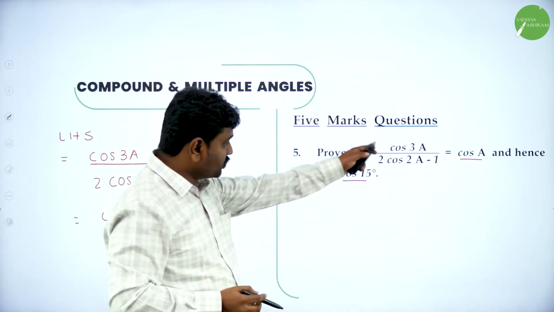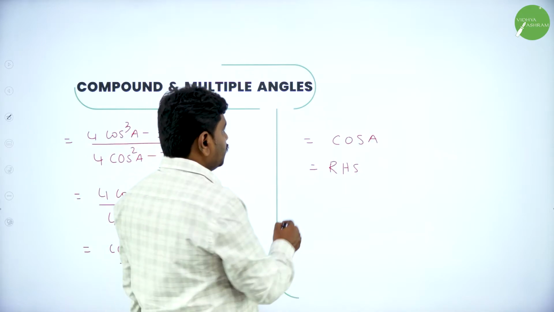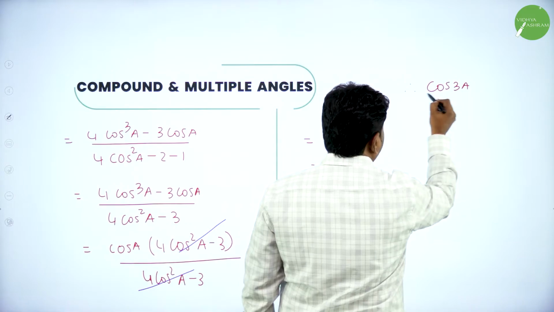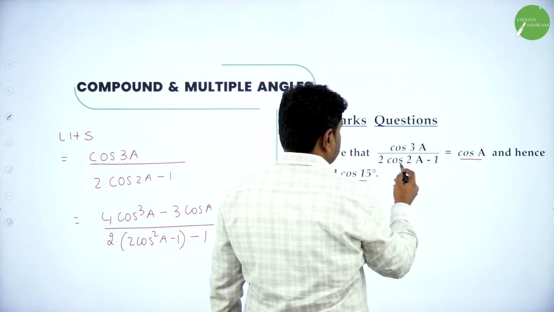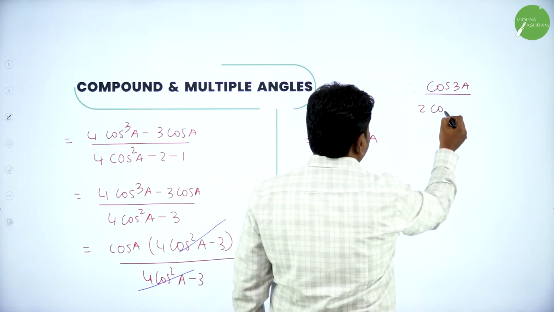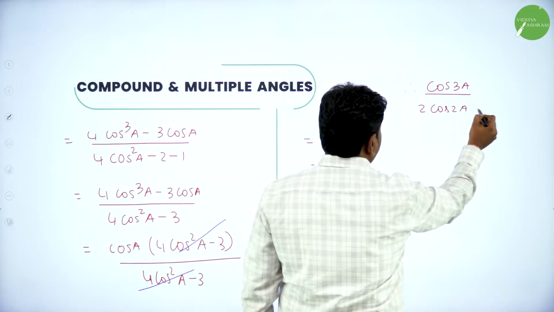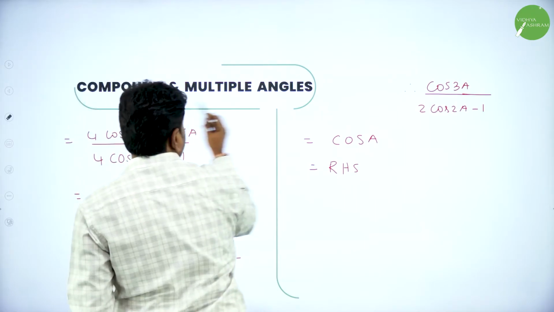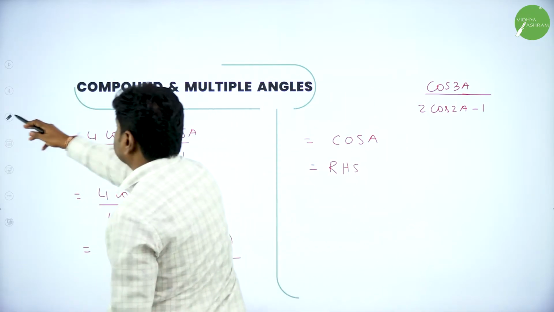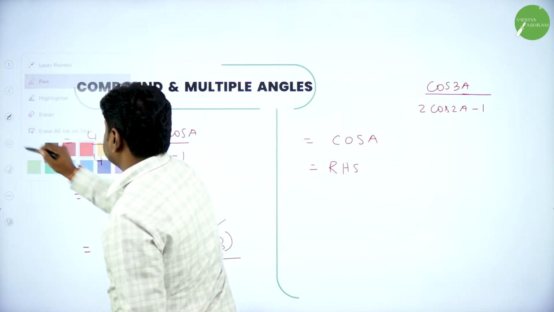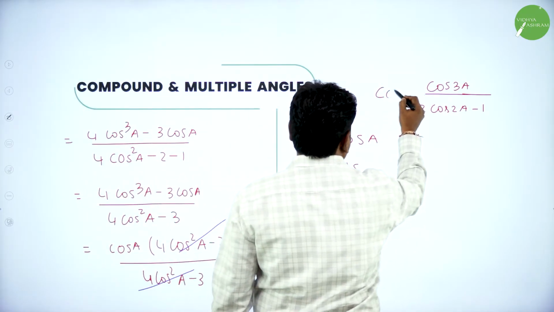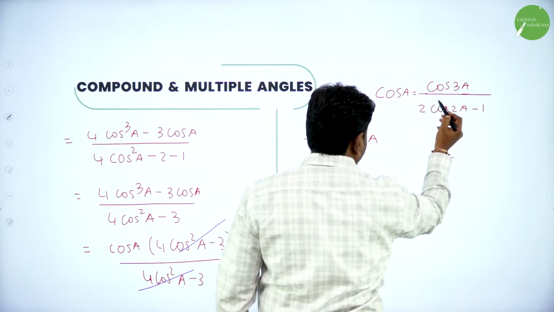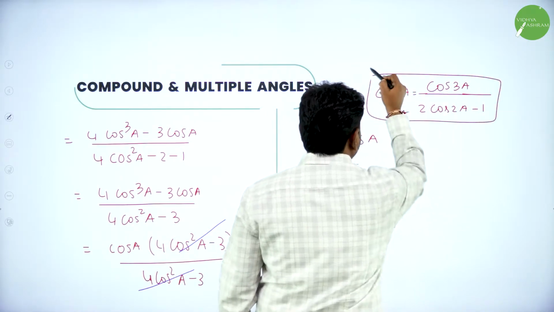Now they want you to use this formula to find cos 15. So now we got a formula. Therefore, what is the formula? Cos 3a divided by 2 cos 2a minus 1 is the same as cos a. So in place of cos a, you can write this term. So cos a is equal to cos 3 times a divided by 2 times cos 2a minus 1. So this we can use because we proved it.